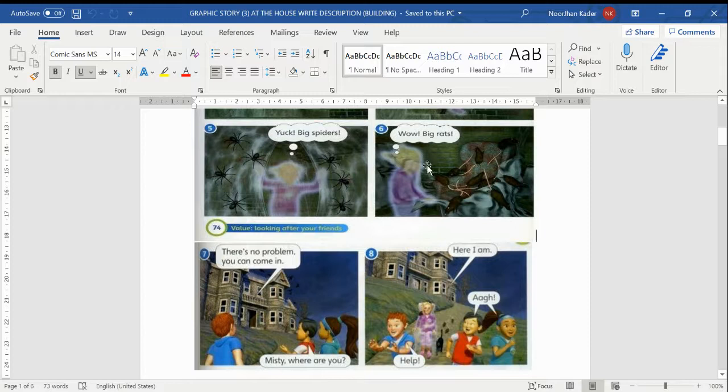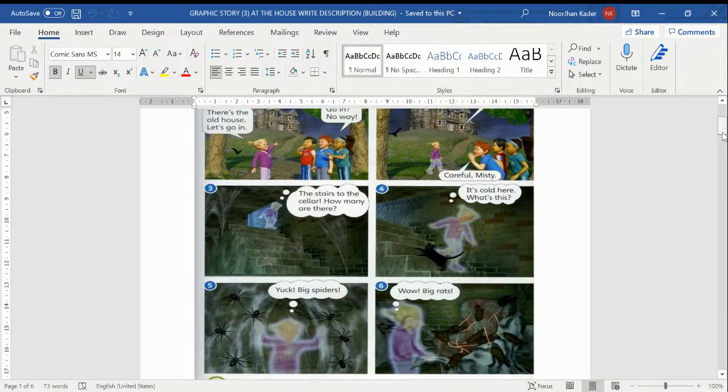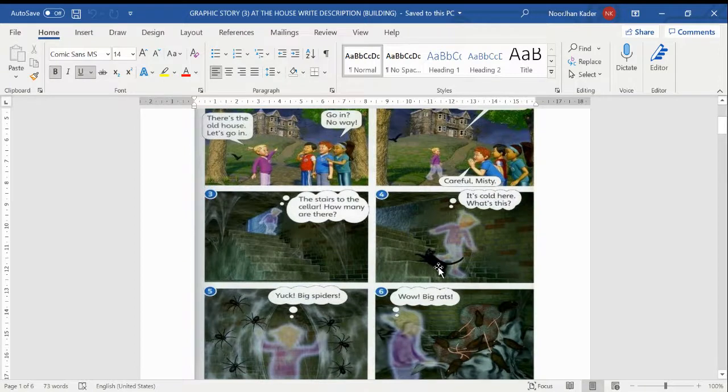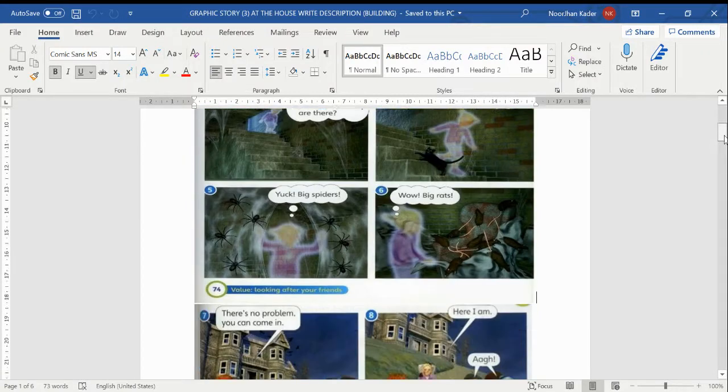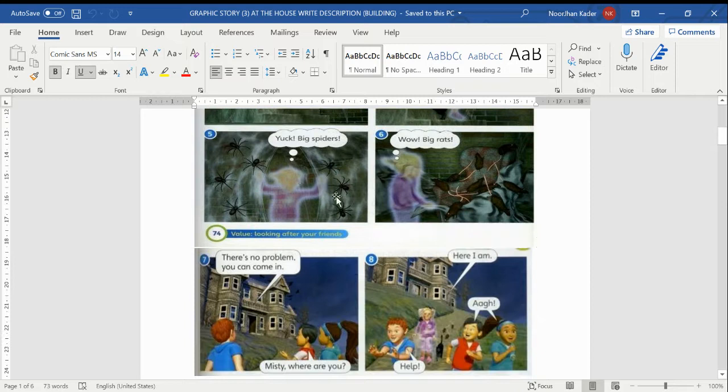And number 6, she also finds, wow, big rats. They are also, I think, a bit dark gray, dark grayish or maybe black. First, she almost bangs into a black cat which is climbing the stairs. Then big spiders. Then big rats.